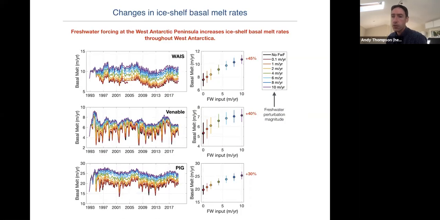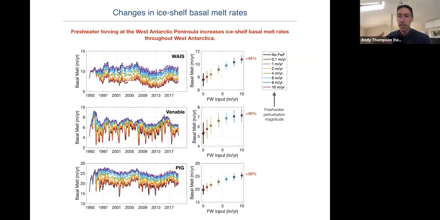And so I think the most striking result from these simulations is that when we add this perturbation, we see changes in the melt rates of the ice shelves throughout all of West Antarctica, where as we increase the strength of the freshwater perturbation, the melt rates increase. So what I'm showing here is in these top panels, time is on the x-axis. So these are simulations that have run for a couple decades. On the y-axis for this particular panel is the average basal melt rate for all of the ice shelves in West Antarctica.